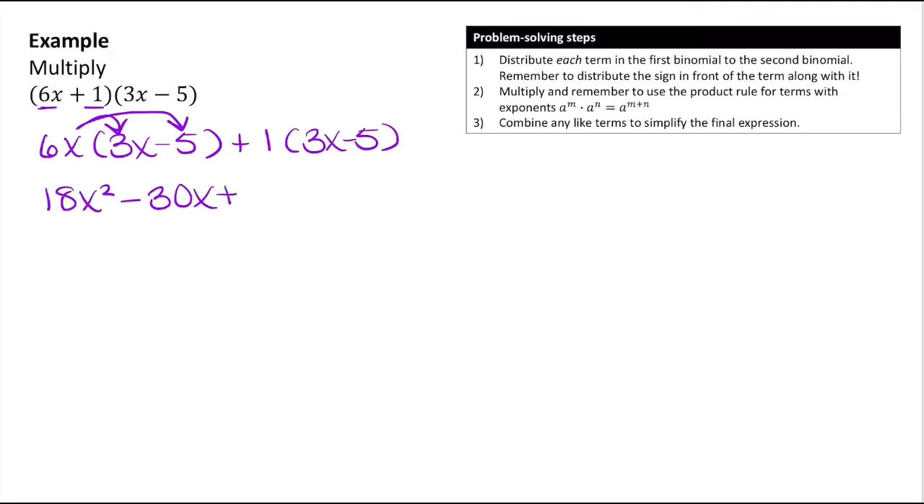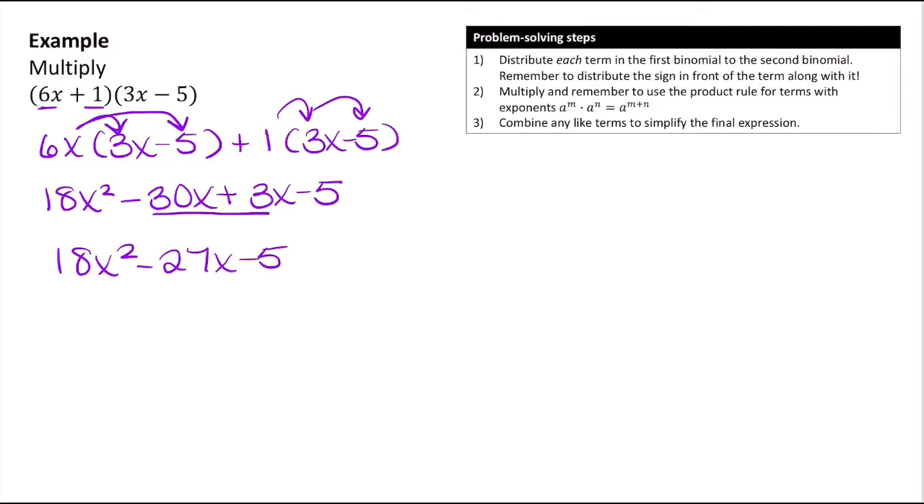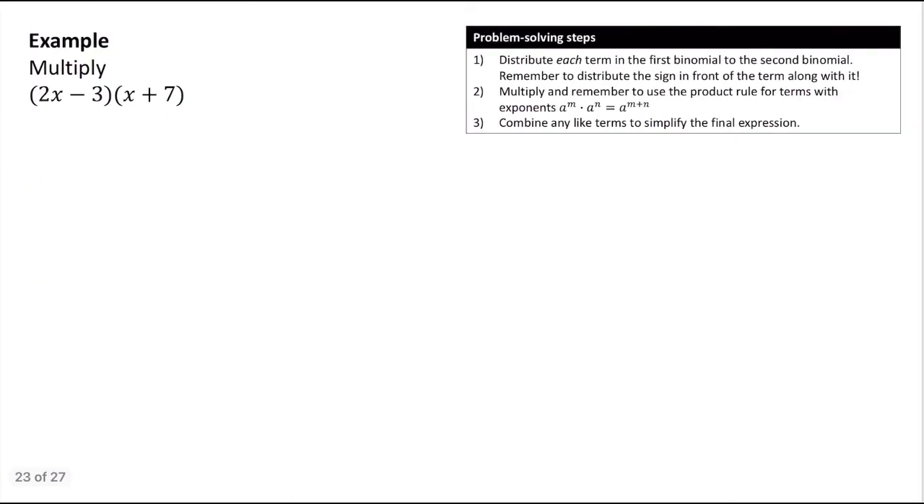And then the second binomial is just getting multiplied by 1, right? So that means we don't really change anything. We can just basically write down 3x minus 5. So now notice these two middle terms are like terms that we can go ahead and combine. So we have 18x squared, minus 30x plus 3x is going to be minus 27x. And then we have minus 5. So that's going to be our final answer. So now let's try this example.